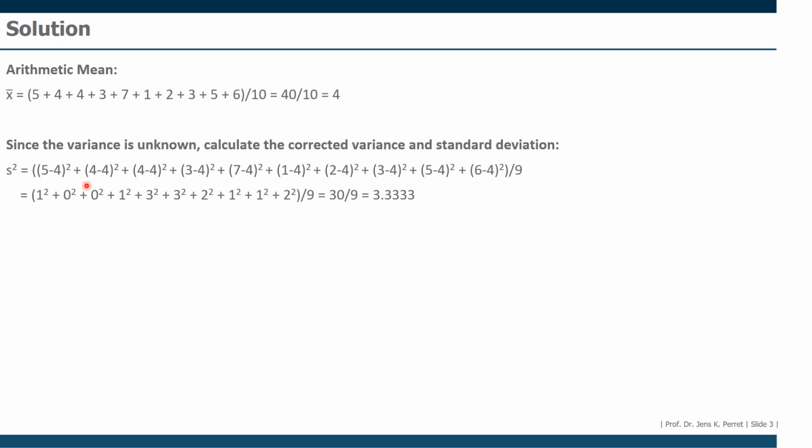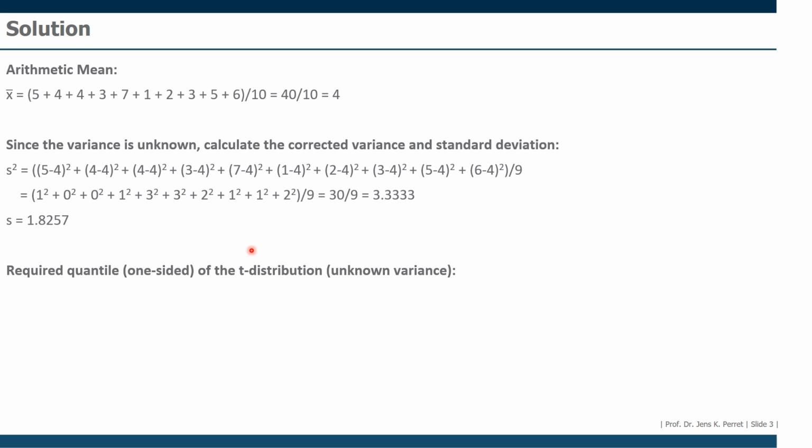However, what we're going to need in the context of determining a test statistic is the standard deviation. So we take the square root of this, yielding a standard deviation of 1.8257. So far, so good.